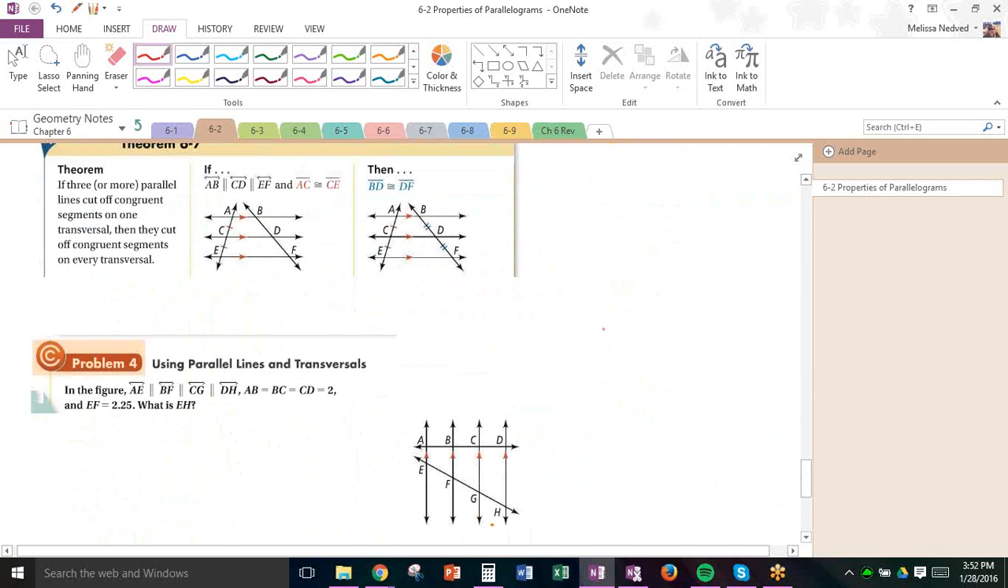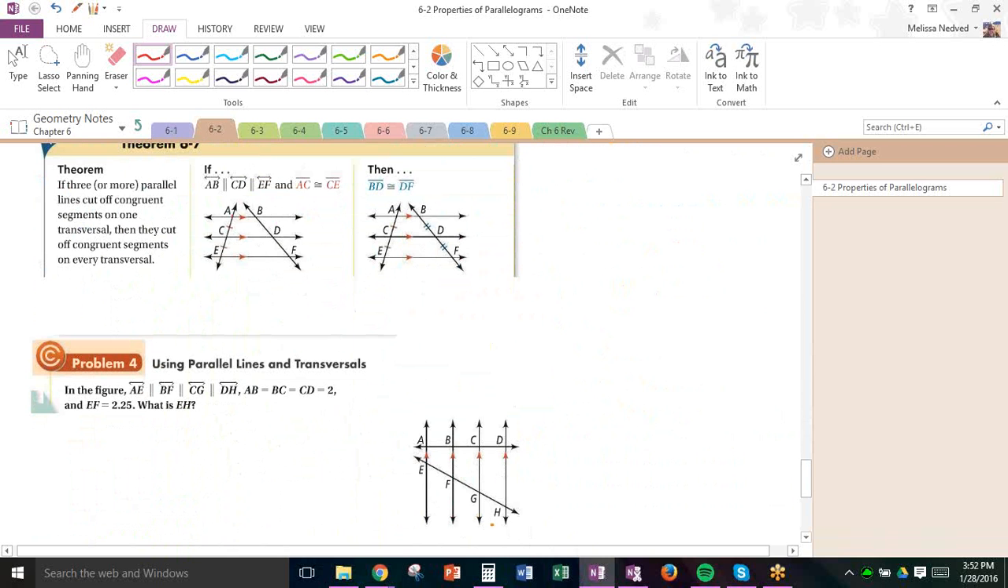All right, so our last property pulls off of some properties of parallelograms, but we're not actually looking at parallelograms in this case. We're told that if 3 or more parallel lines cut off congruent segments on one transversal, then they cut off congruent segments on every transversal. So that's kind of confusing wording, I feel like, but really all they're saying here is if I have parallel lines and they're evenly split with one transversal, they're going to be evenly split with any transversal.